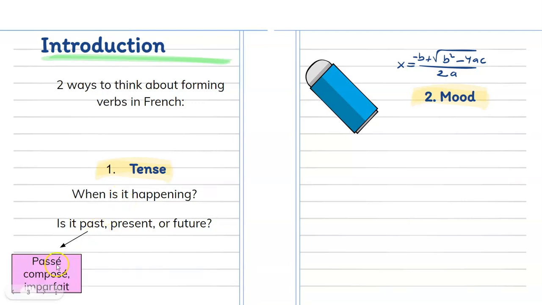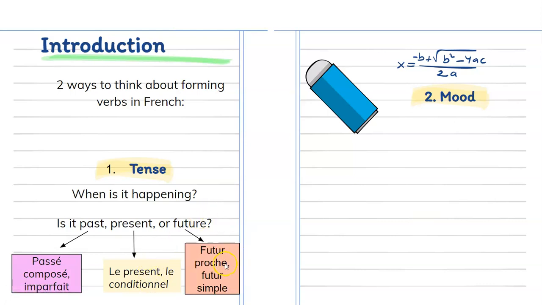So for example, passé composé we've learned and parfait we've learned. Those are both past tenses. Present tense we've learned, le présent, bien sûr. I put conditional under here, but you'll see why soon that doesn't really fit. And then for the futur, we've learned le futur proche, like I'm going to go to the store, and le futur simple, I will go to the store.